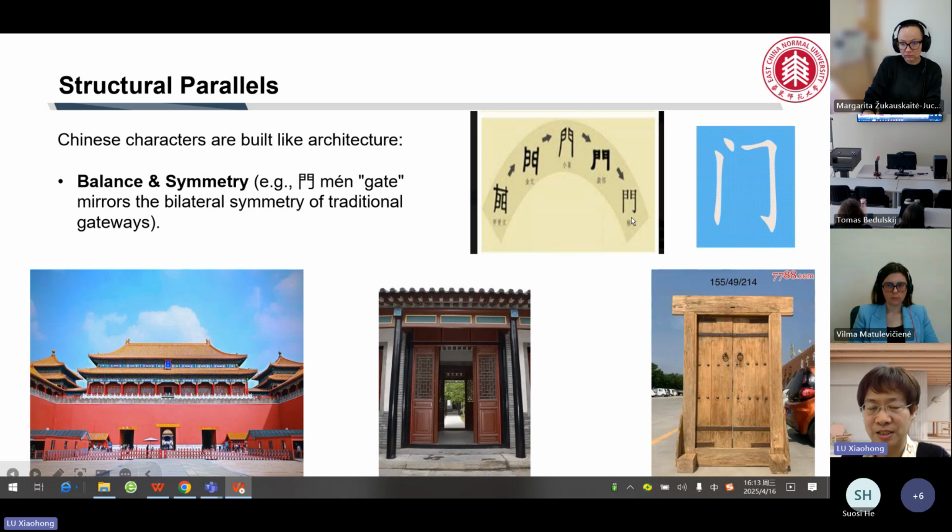This is the regular seal script, this is the traditional script, and this is the simplified word. In the traditional script, we can still find these two door leaves. So that's the door in the real world, a very simple one. And this is the door in the Forbidden City, which is very sophisticated. We'll see that in detail later. All this indicates the balance and symmetry in this word and in this architecture. In architecture we emphasize balance and symmetry, and in this Chinese character we can also see this balance and symmetry.